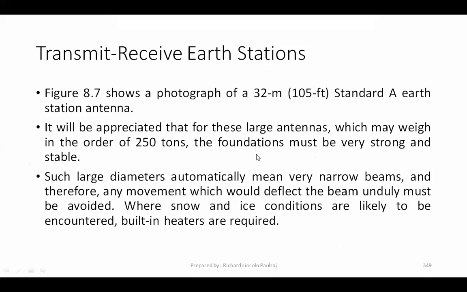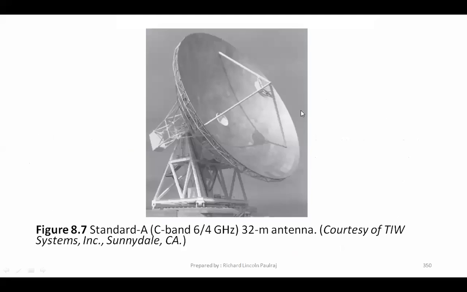Okay, right. So as I was mentioning, this is one such example of a 32-meter antenna. Okay, so it's a very huge one, which was installed in California. It's a standard A, which is a C band, 32-meter antenna.